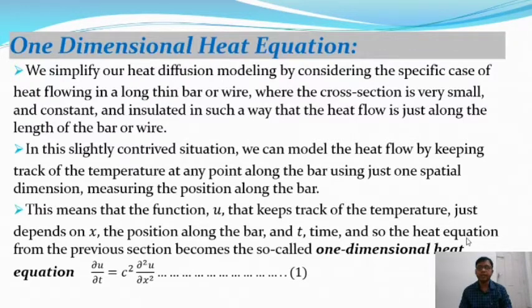The heat equation from the previous section is called the one-dimensional heat equation, and it is written as del u by del t is equal to c square into del square u by del x square. This is equation number 1. This equation is called the heat equation, where u is a function of x comma t, the temperature, which depends on x.